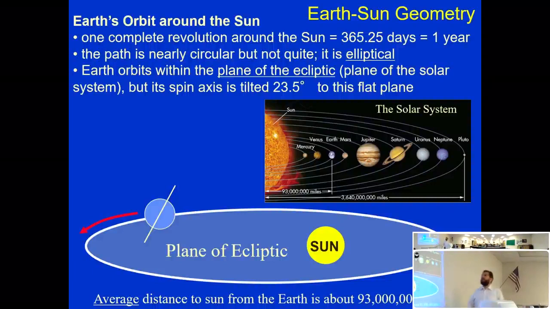Okay? Now, we are tilted, of course, 23.5 degrees. Our axis of rotation is tilted 23.5 degrees relative to the ecliptic plane, right? So we've talked about that before, right?